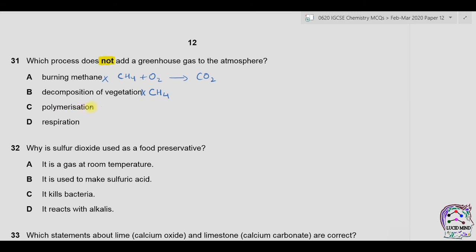C is polymerization. In polymerization, small molecules such as water could be emitted, but it is not CH4 or CO2, so therefore polymerization does not add any greenhouse gas. D is respiration. In respiration, carbon dioxide is exhaled out, so therefore it is also a greenhouse gas. So option C is correct for this question.